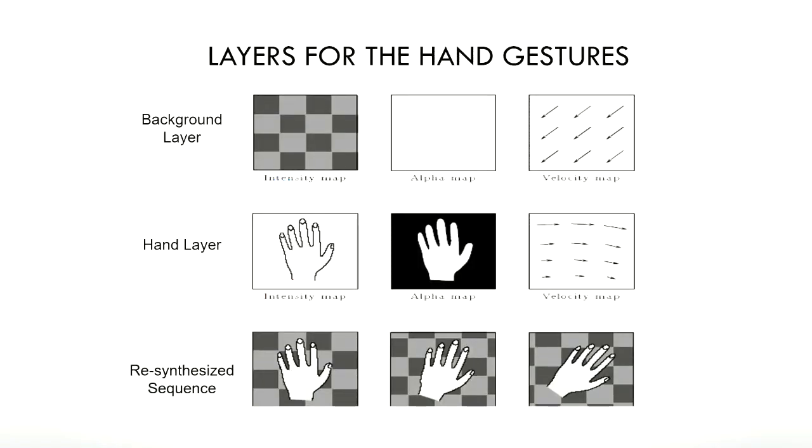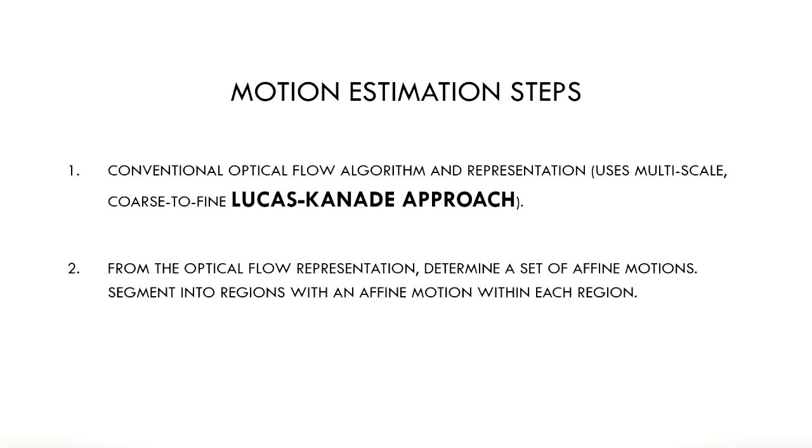Coming back to the hand, the easiest example that we considered. You have your intensity map, which helps us with our background layer. It tells us how far it is from the camera. Your alpha map and your velocity map work the same way. The velocity map gives us direction, the alpha map gives us the object, and if these three maps are taken together, you have your sequence of motion.